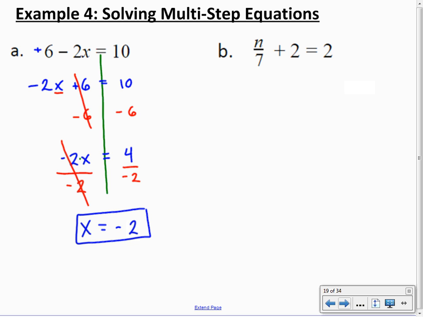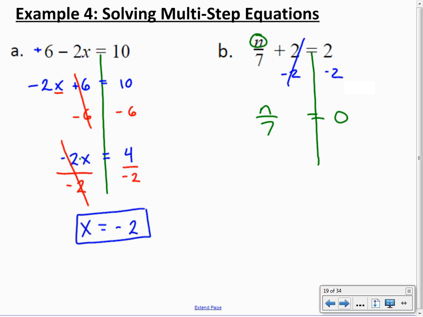All right, example B. We're trying to isolate n, split our sides. N is being divided by 7. There's also a plus 2, so we're going to get rid of the addition first. So we're going to subtract 2 from each side. These cancel. We're left with n divided by 7 equal to 0. Okay? We have 0 because 2 minus 2 on the right side here gives us 0.